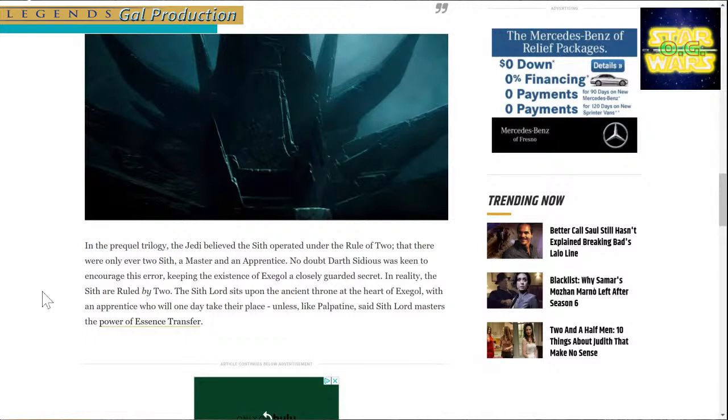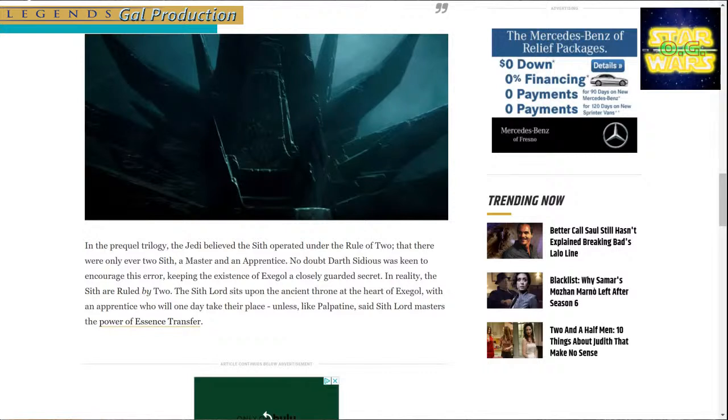In the prequel trilogy, the Jedi believe the Sith operated under the rule of two. There were only ever two Sith, a master and apprentice. No doubt Darth Sidious was keen to encourage this error, keeping the existence of Exegol a closely guarded secret. So we'll see what comes of that in the Disney lore.